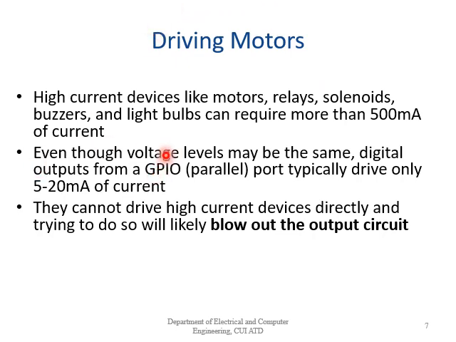So even though voltage levels may be the same, the digital output from a general purpose processor input-output parallel port typically drives only 5 to 20 milliampere of current. So the current that you get from the input-output port of a general processor is up to 20 milliampere. They cannot drive high current devices directly, and trying to do so will blow out the output circuit. So we need to have driving motor ICs.